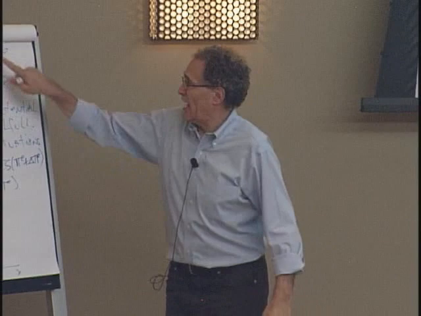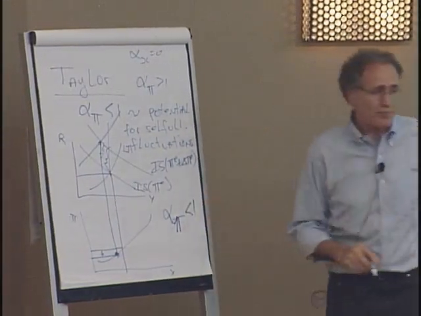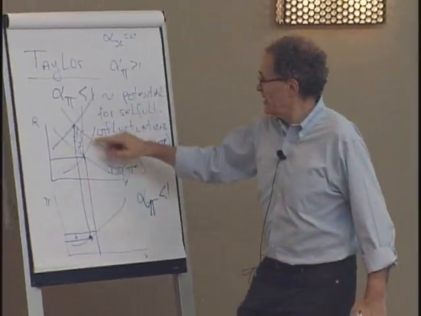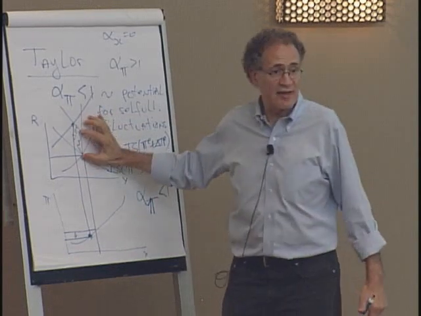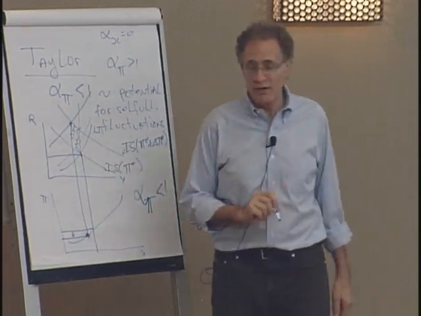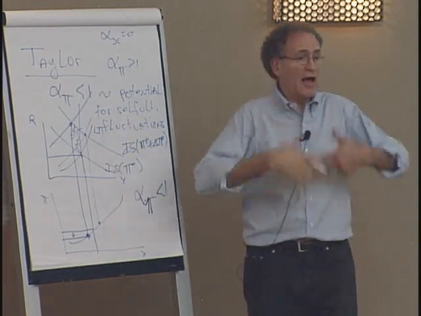Now let's suppose that alpha pi is less than 1. If alpha pi is less than 1, that means that when people expect higher inflation, they commit to raising the interest rate, because it's positive, but they raise the interest rate by less than this distance. So the LM curve ends up over here somewhere. You end up with higher output and higher inflation.